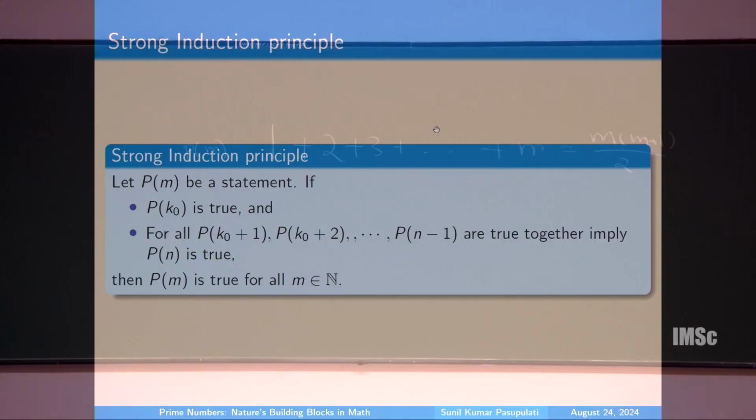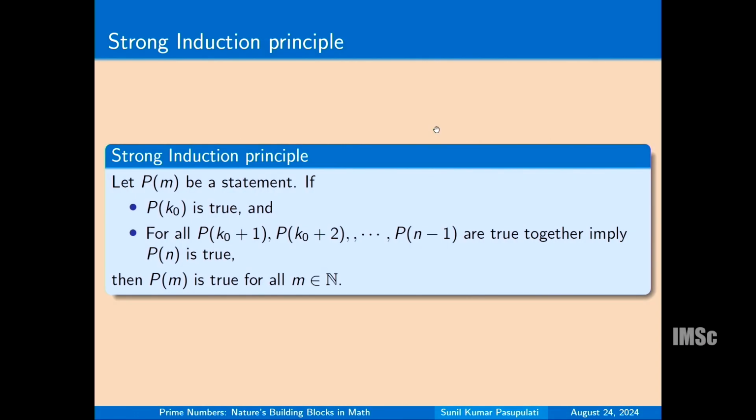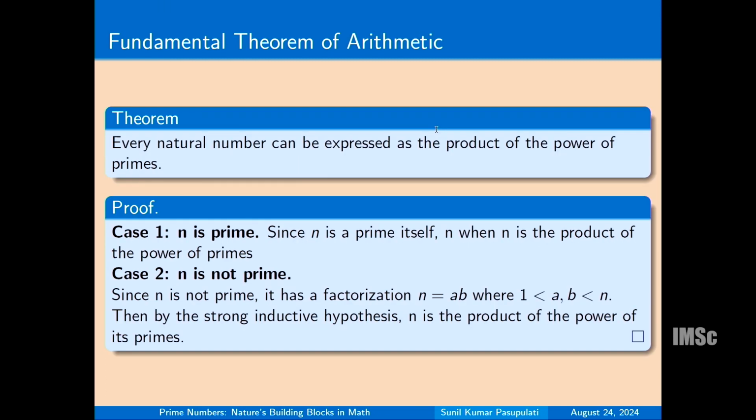Then if that is true, this statement will be true for all the natural numbers. That is what strong induction is. Now I want to use strong induction. When n is not a prime, I can always write it as a product of two other numbers. It is a composite, so I can write it as a product of two numbers a and b. But the nice thing is that a and b are both less than n. Since n is not a prime, they are always greater than 1 and less than n.